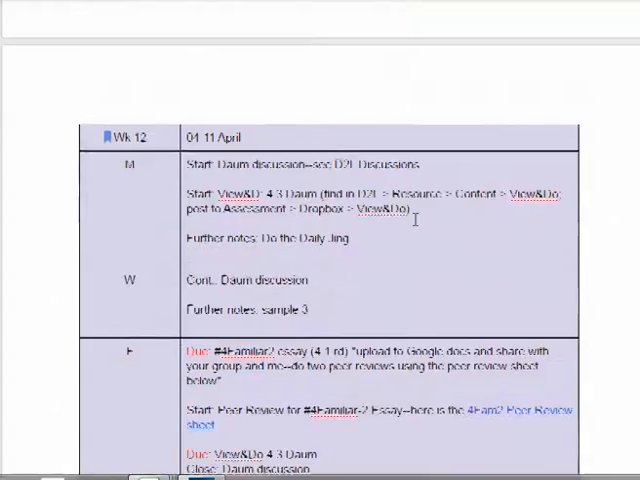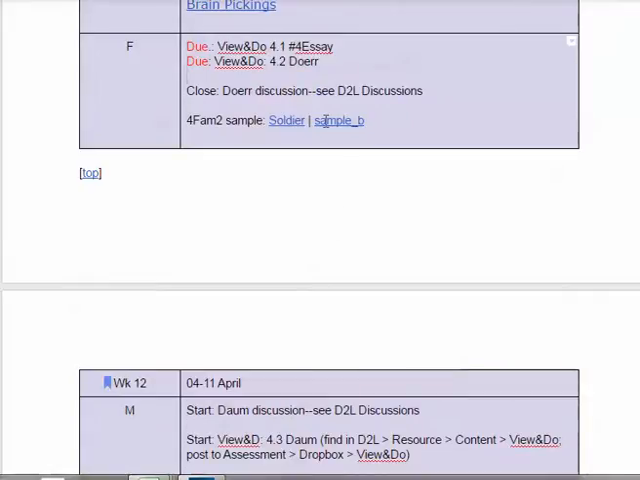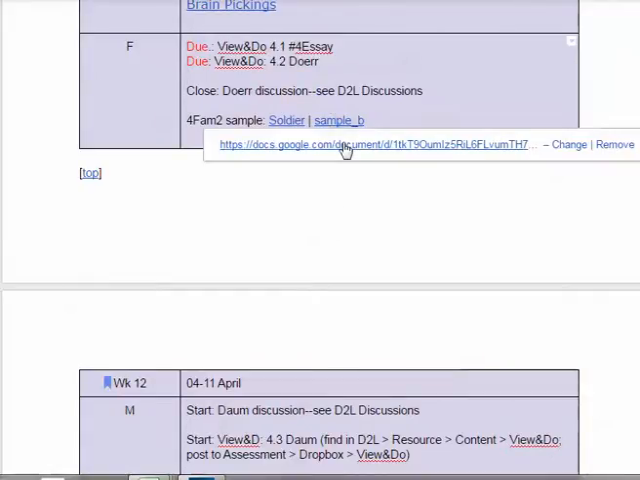All right. Let's look at the schedule here. This is the 12th week. Wednesday, we're in the middle of discussing Dom. I'm going to look at this sample B here, which is on drinking coffee.